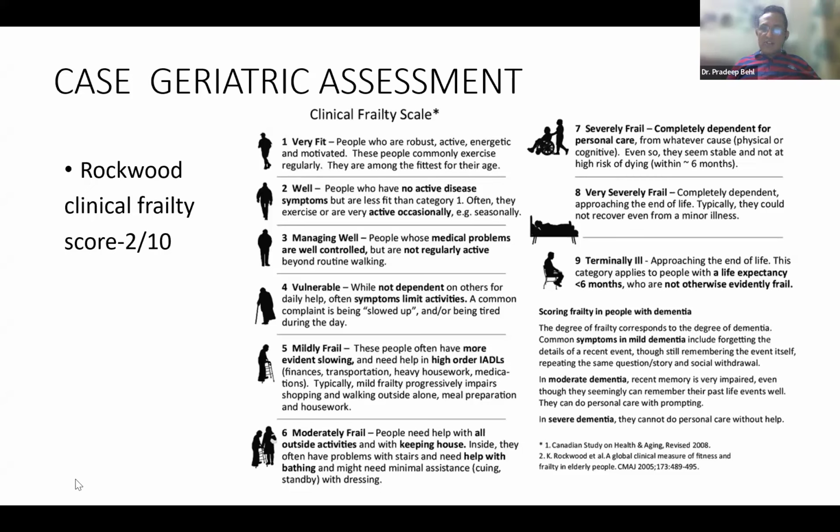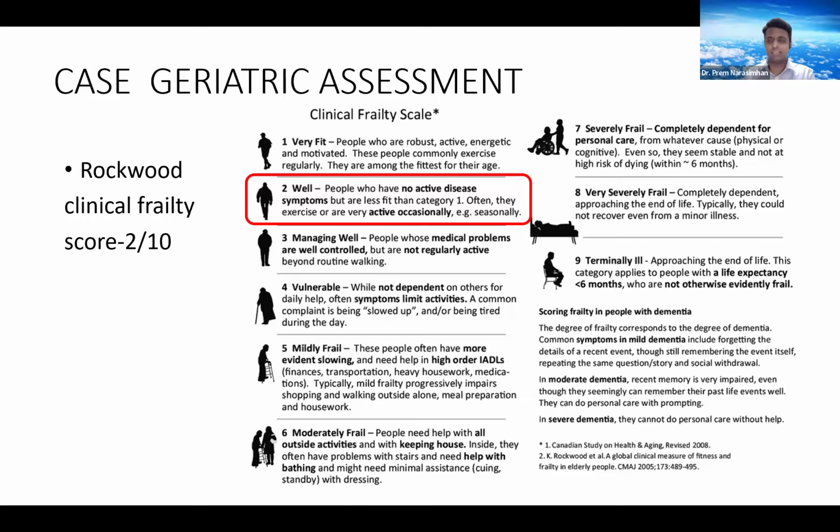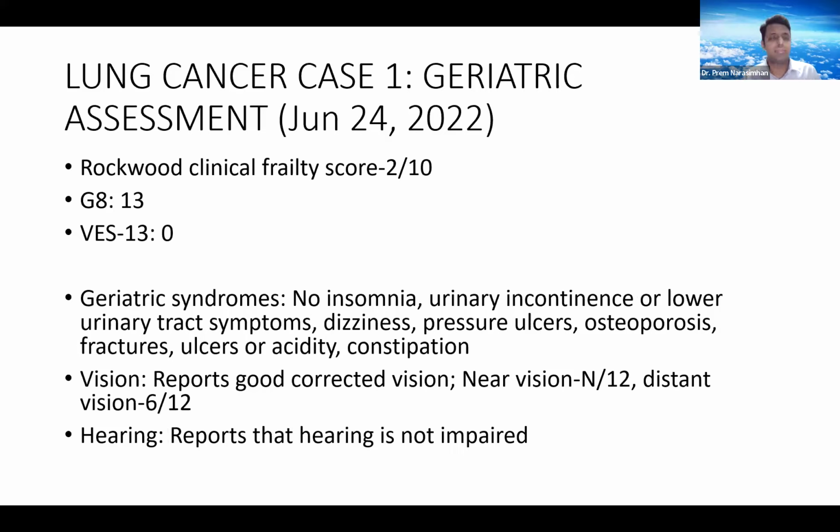When we're doing the clinical frailty scale, better scales are available, and we should go into those scales more because they cover more domains; this is just a subjective assessment. Sure. As Dr. Pradeep just said, coming on to the proper assessment along with the other things: a G8 was done, which was 13, a West-13 was done, which is 0. There weren't a lot of geriatric syndromes, to be very frank. Vision was good with correction, and hearing was not impaired.